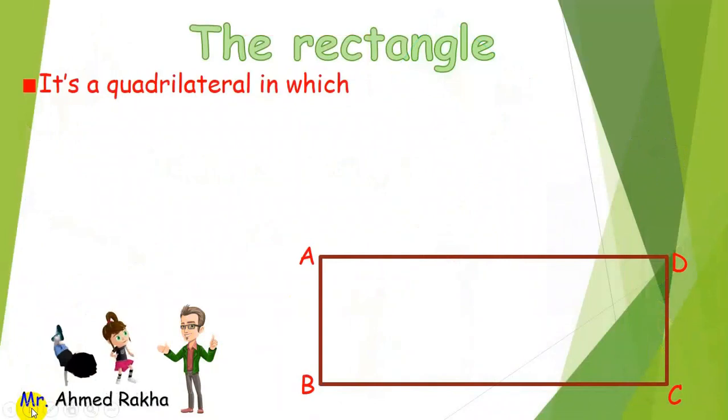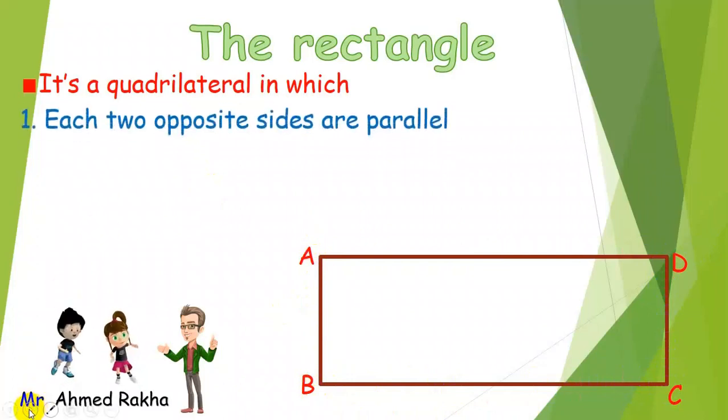Now we'll define the rectangle. What is the rectangle? The rectangle is a quadrilateral. What's the meaning of quadrilateral? Quadrilateral means it has four sides. So we have the first side AD and the second side CD, the third side BC and the fourth side AB. Now let's complete the properties.